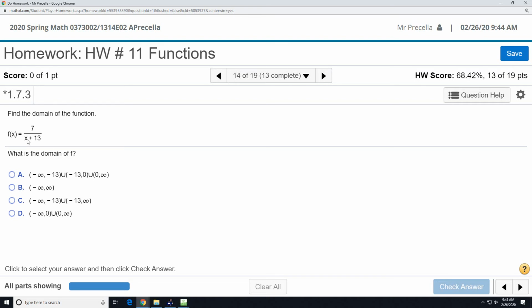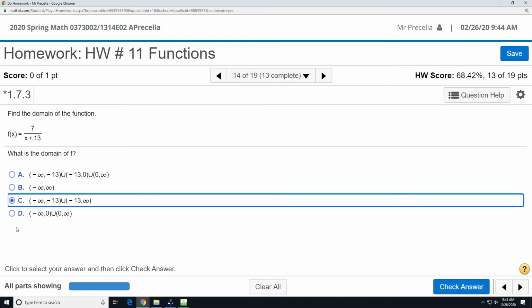There's no reason you can't put a 0 in for x. You'd have a decimal number if you put 7 divided by 13 in your calculator. So it is C. Now answer choice D is the fancy way of writing all numbers except what? For D, all numbers except, that would be 0. C is all numbers except negative 13.